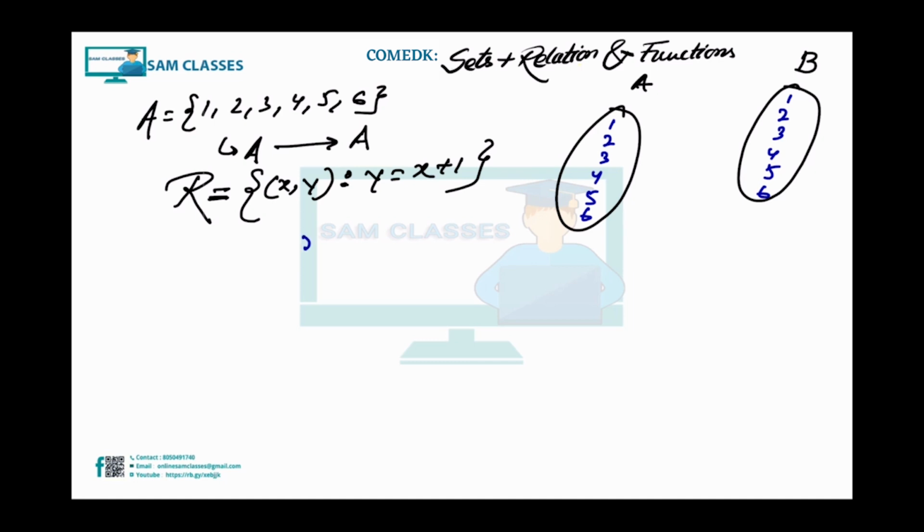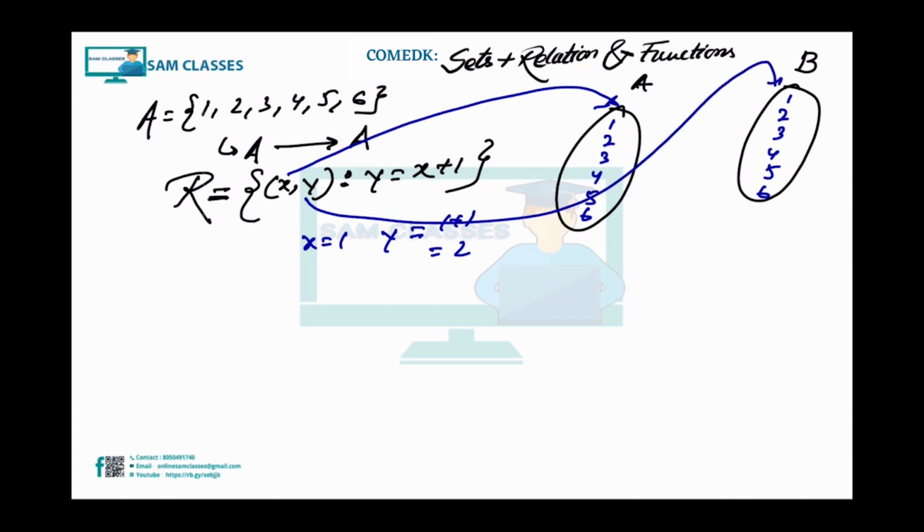So if I'm putting x equal to 1, what am I getting? 1 plus 1, that is equal to 2. Correct. So x is coming from the first set and y is coming from the second set. So 1 is getting matched with 2. And here this matching, understand this, we have a particular name for this.